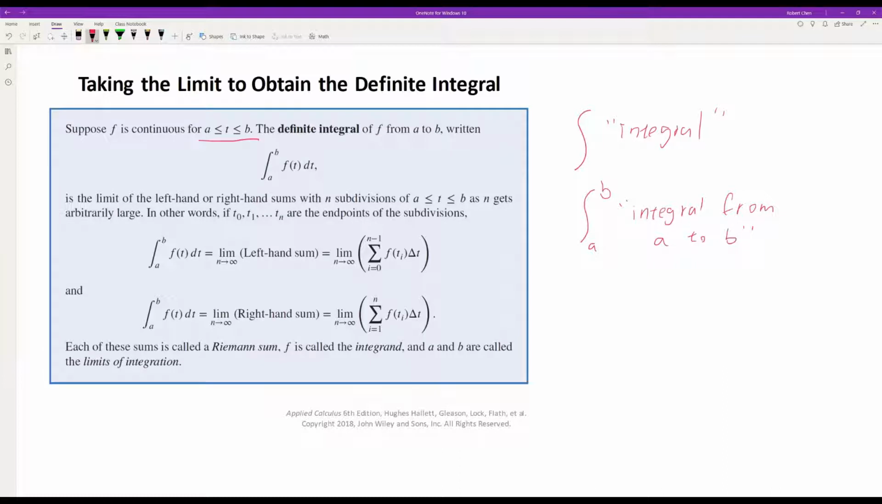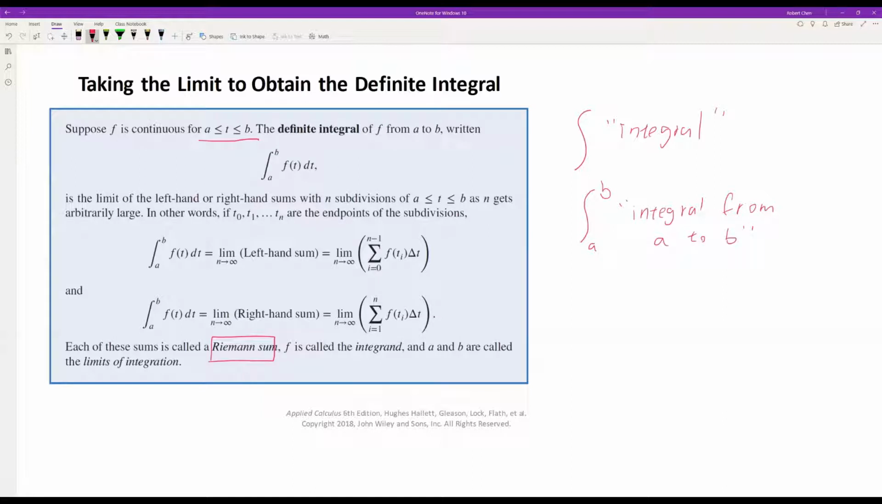Now this integral is the limit of the left-hand or the right-hand sum with n subdivisions of t between a and b as n gets arbitrarily large. In other words, if t0, t1 up to tn are the endpoints of each subdivision, then we can represent the integral by taking the limit of the left-hand sum or the limit of the right-hand sum. The left-hand sum and right-hand sum are the ones we talked about earlier, where you take the rectangle from the left-hand side of the interval or the right-hand side of the interval. These sums are called Riemann sums.